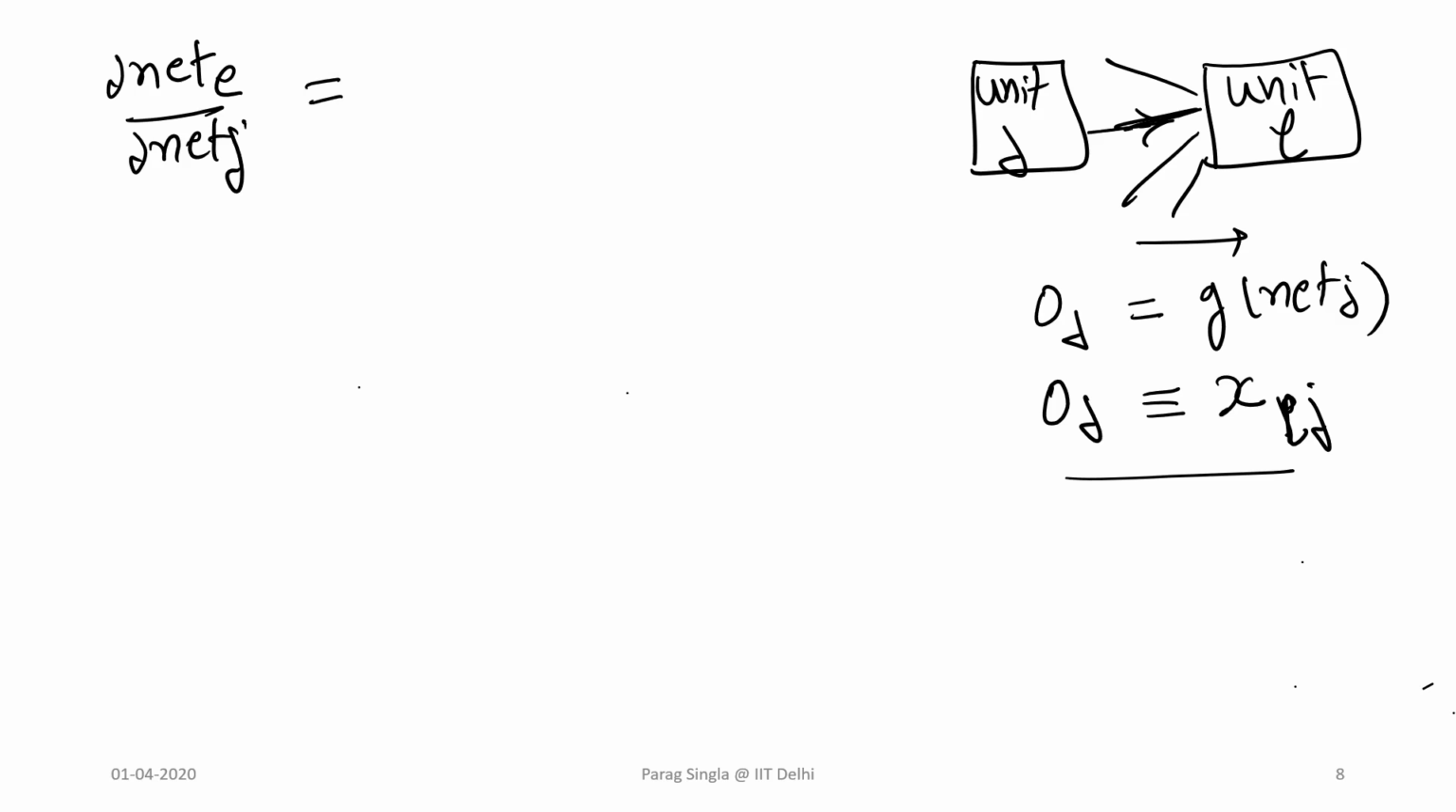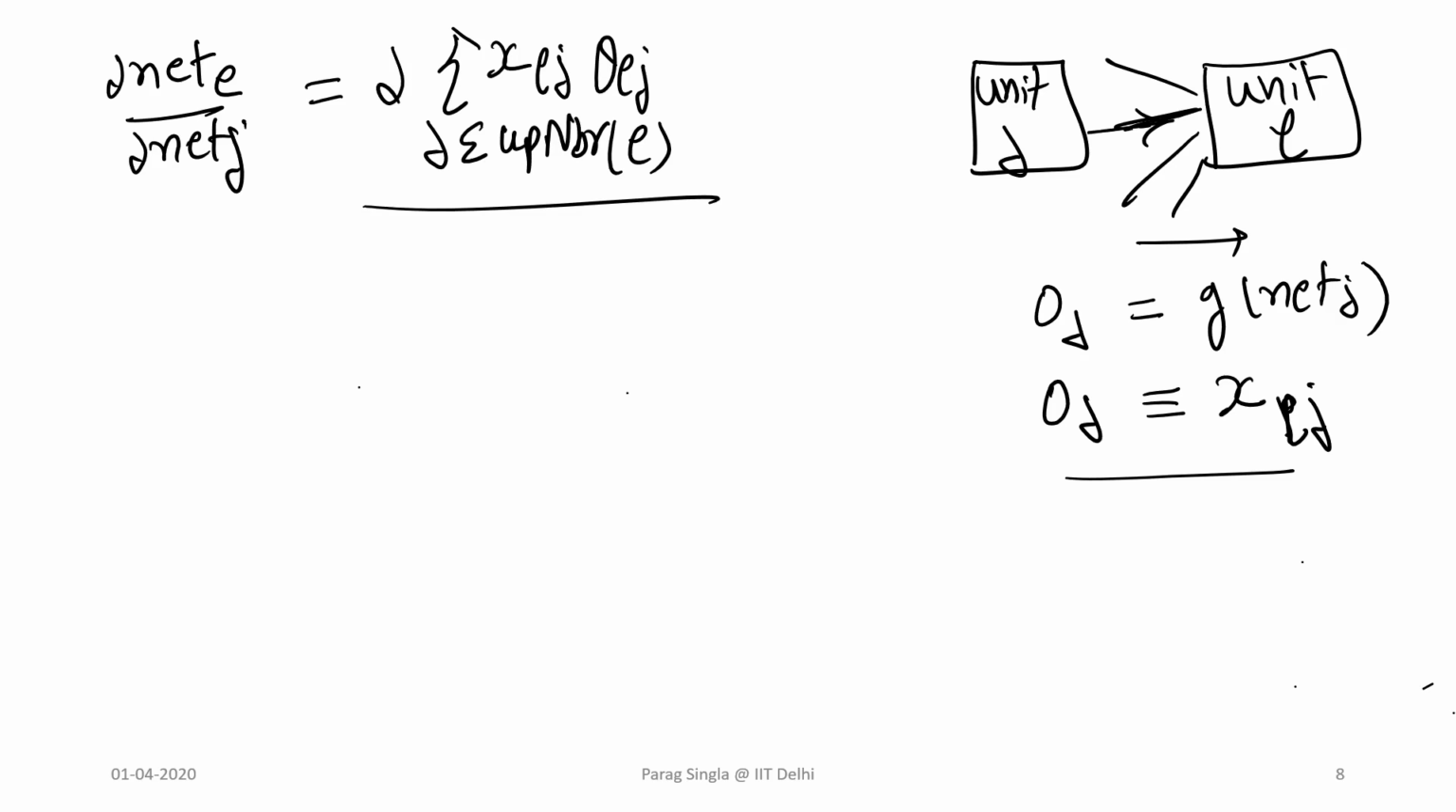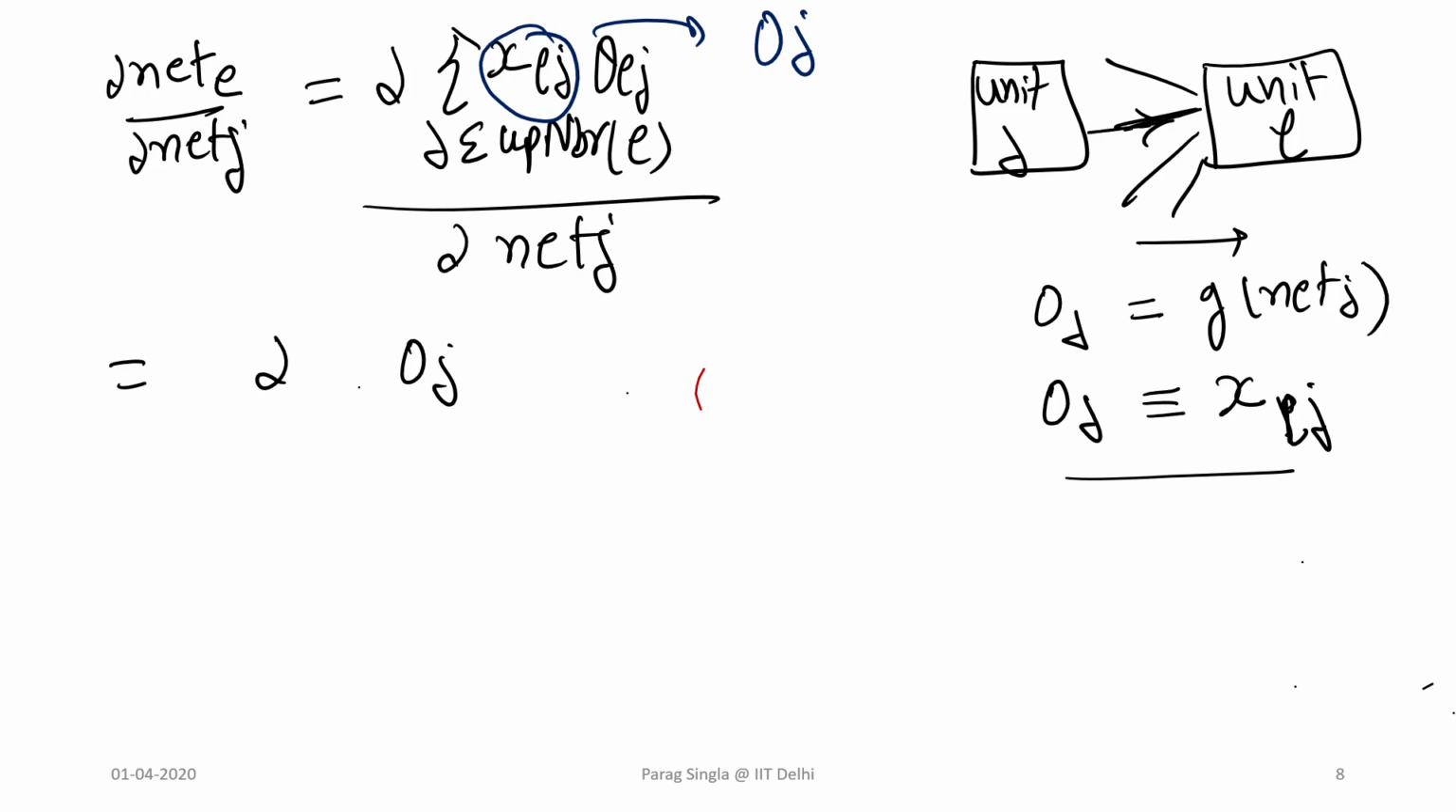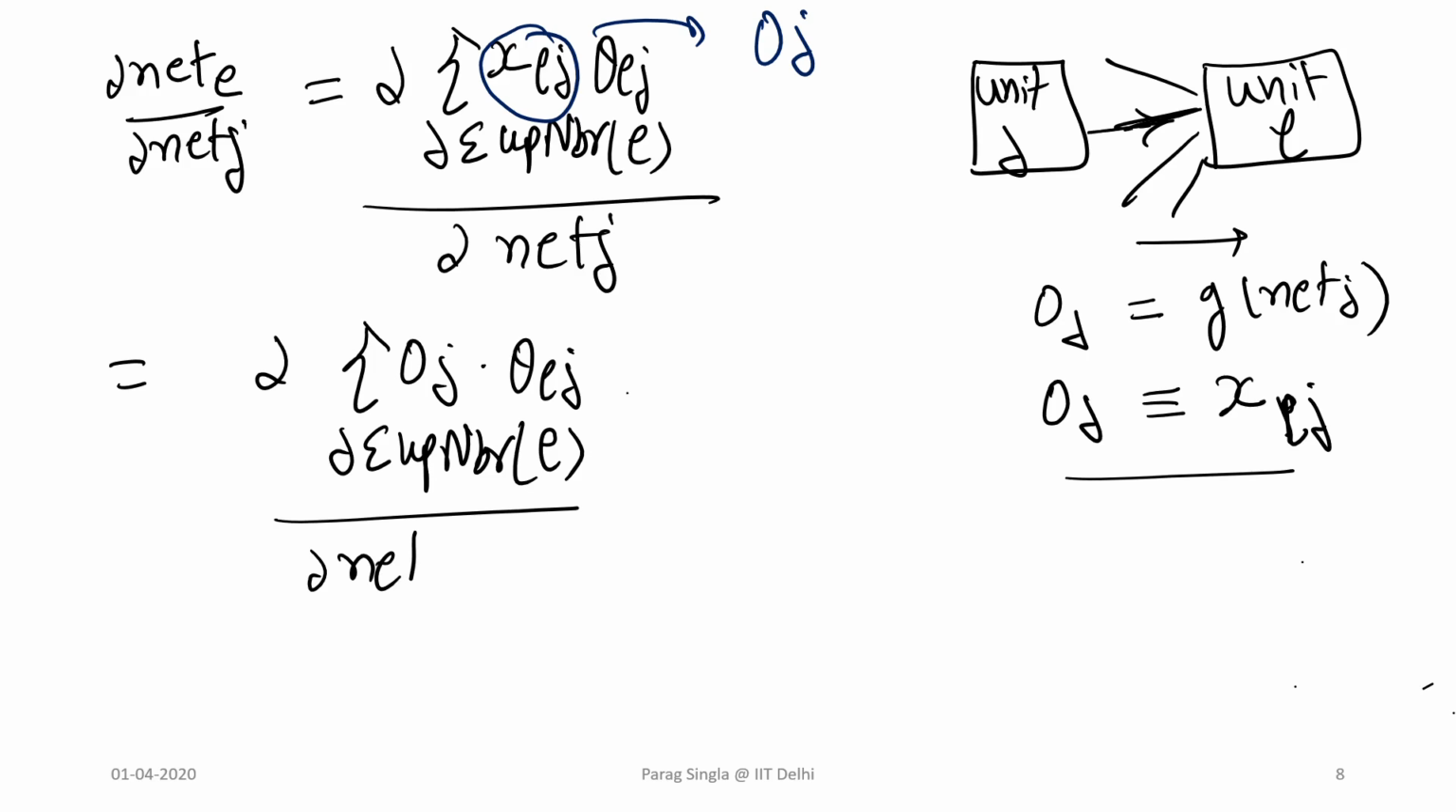Therefore, delta net L can be written as summation of XLJ theta LJ over J belonging to up neighbors of unit L, delta of this with respect to delta net J. Okay, and because we just described that this XLJ is nothing but OJ, this entire quantity can be written as delta of OJ into theta LJ summation over J belonging to up neighbors of unit L over delta net J.